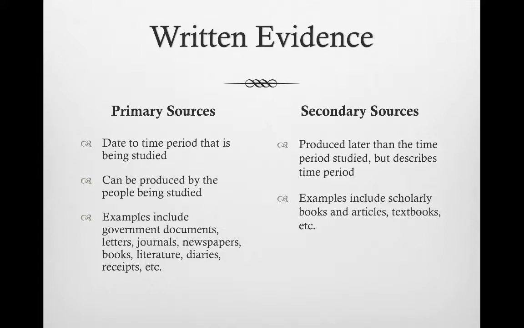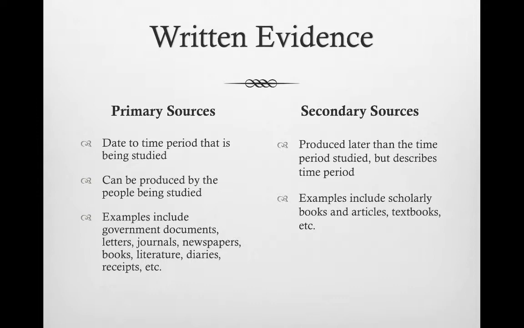The first is a primary source. Primary sources date to the time period that is being studied and can be produced by the people that we are studying. Some examples include government documents, letters, journals, newspapers, books, literature, diaries. Even something as mundane as receipts can give a historian a lot of history.